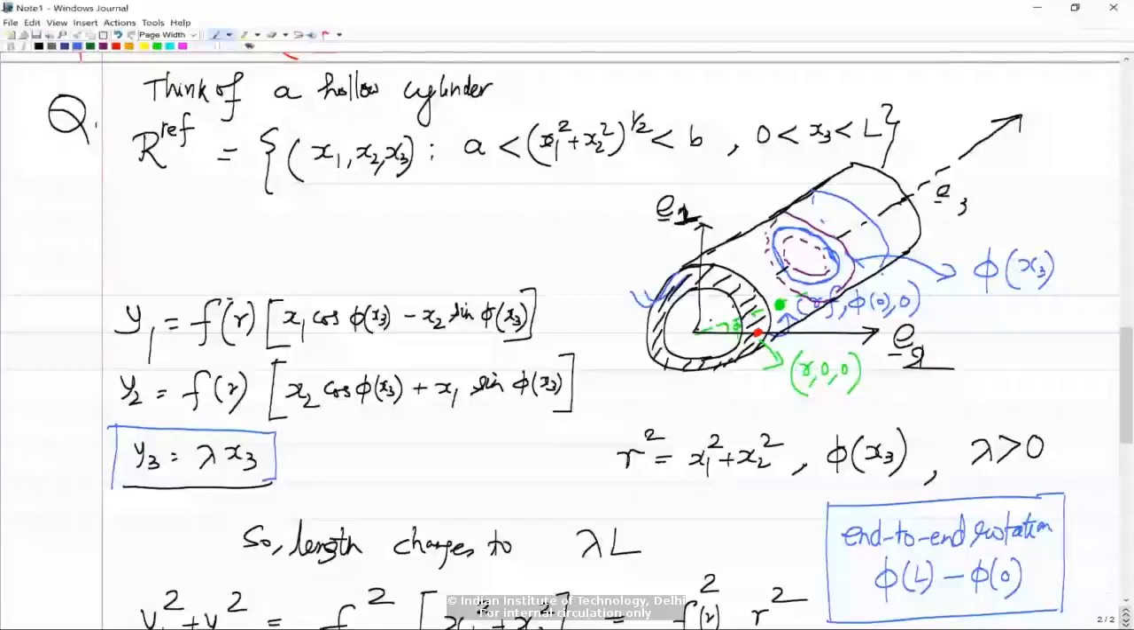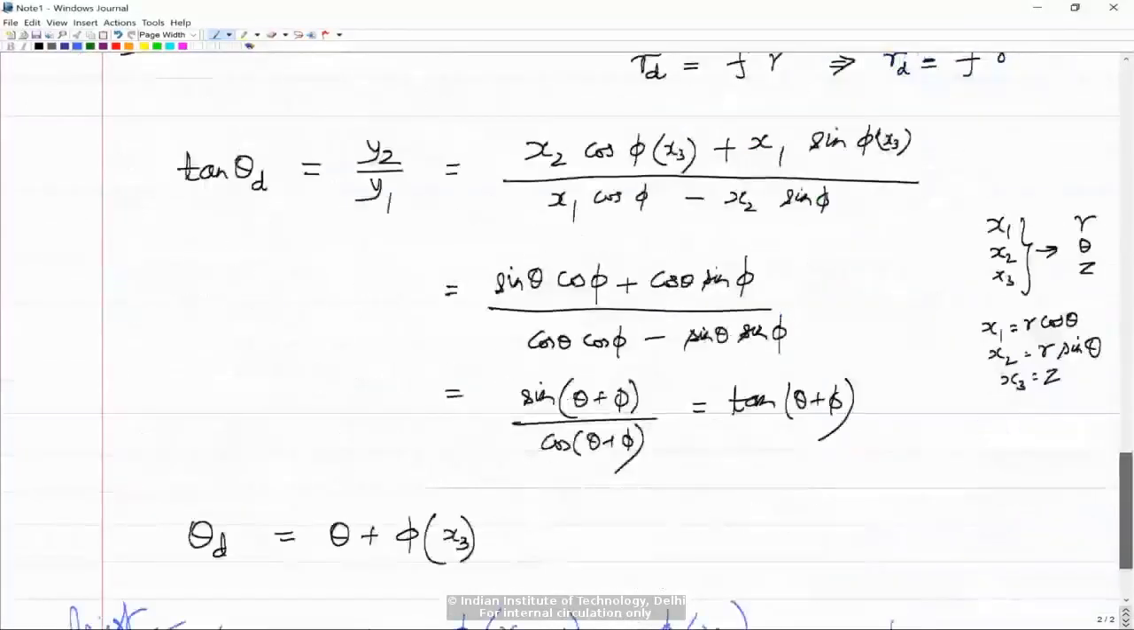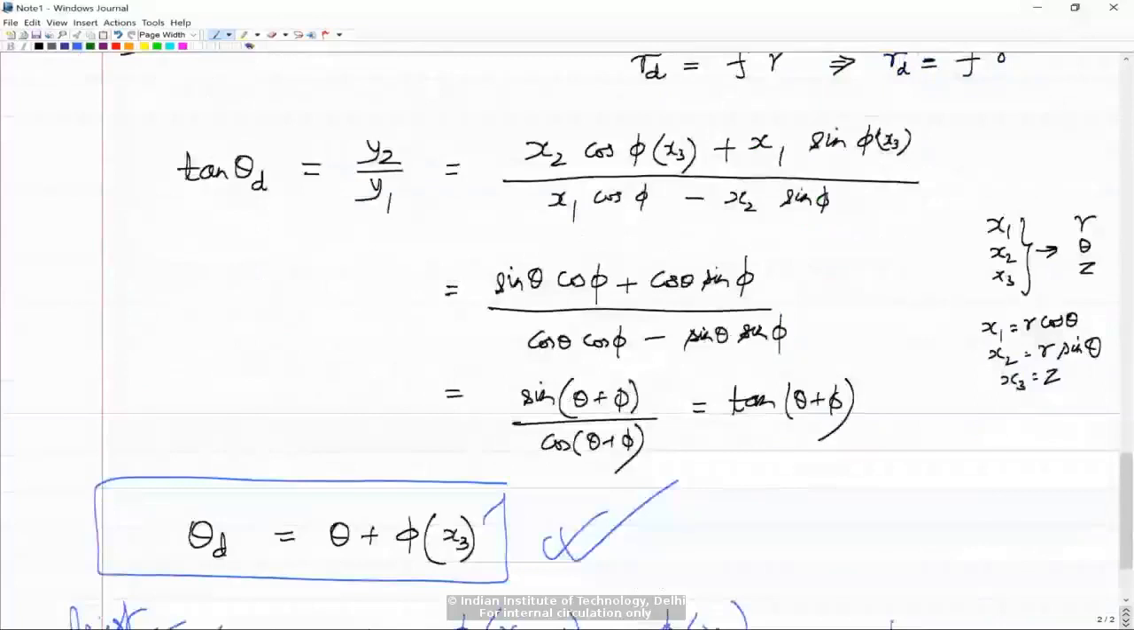You have to work in cylindrical coordinates and then see that indeed the theta coordinate of the points has moved by this formula that we worked out. So from here we see that twisting is happening. To see that there is some twist, you have to work out the change in angle, the theta coordinate.